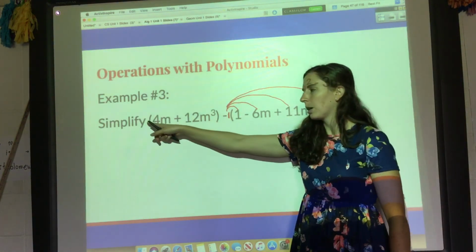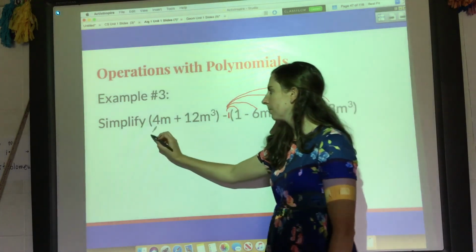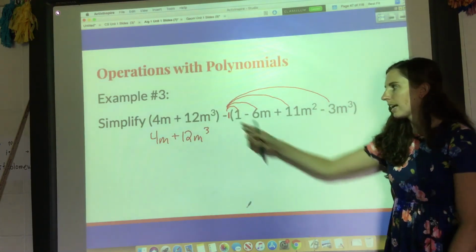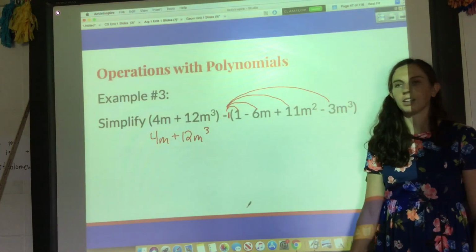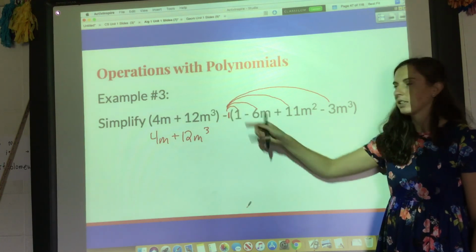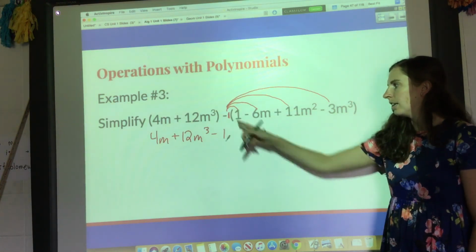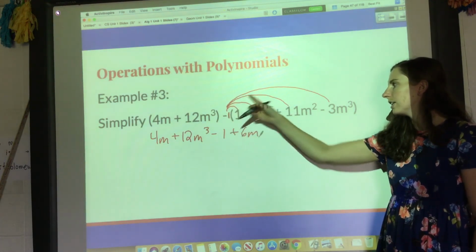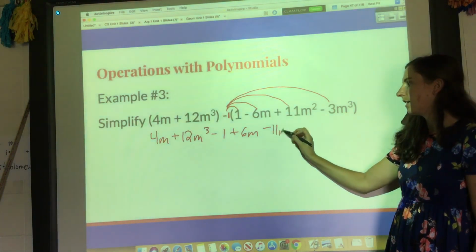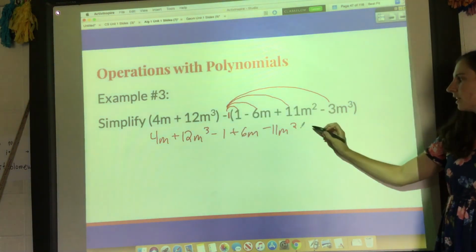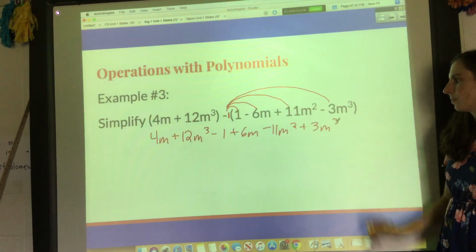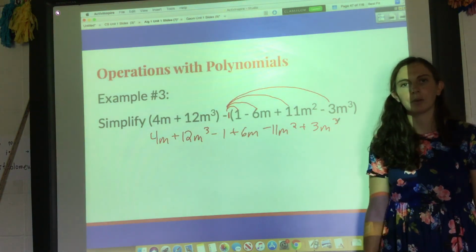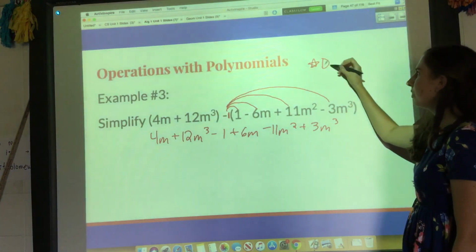There's nothing in front of this polynomial, so we can just leave it as it is. Basically, what this negative is going to do is it's going to change the signs of all these terms, because negative times a +1 makes -1. Negative times negative makes +6m. -1 times 11m squared is -11m squared. And negative times negative is +3m cubed. Now that I've distributed the negative, I'm just adding everything together like we were before. So the key here was just distribute the negative.